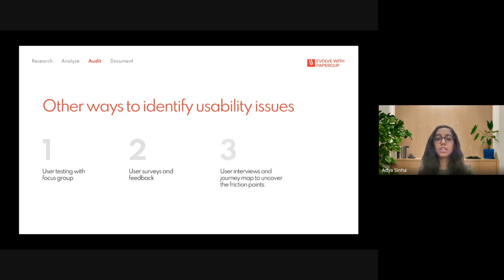And another could also be user interviews. So you can take some user interviews with some of your active users, which will help you uncover some friction points in the journey. And once you are done with the audit, make sure to summarize it with the key takeaways to help the team or the clients understand the overall perspective of the audit.